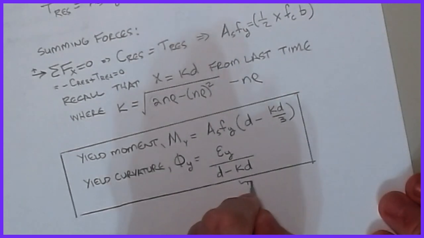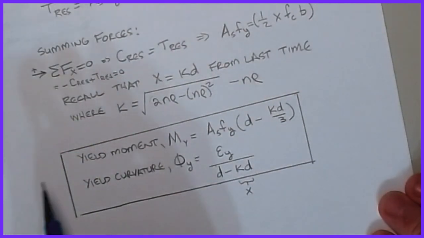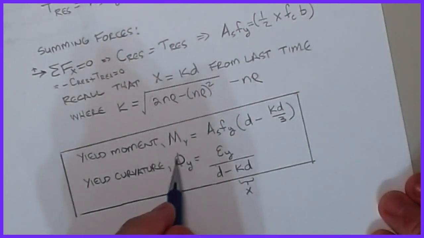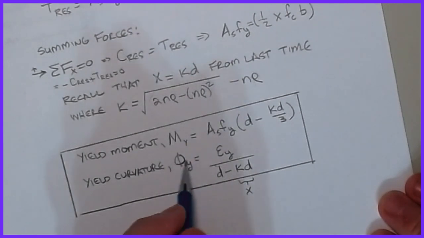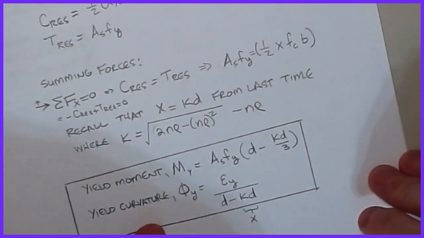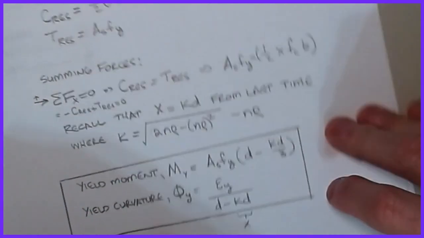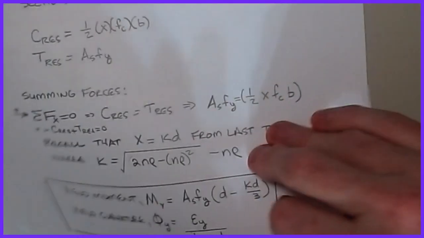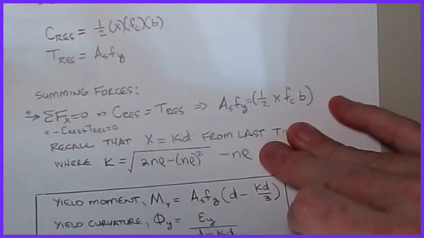So this kd right here was the x in my picture. And so I can calculate the corresponding yield curvature at the point when the steel yields to be epsilon y over d minus kd, and it becomes a very, very simple procedure to get the yield point. Okay, all right, so that's kind of walking you through the steps you have to do.